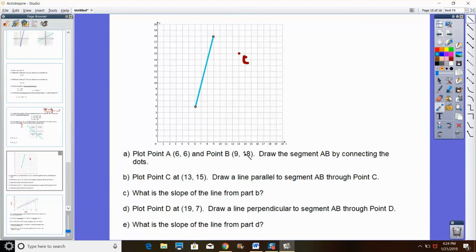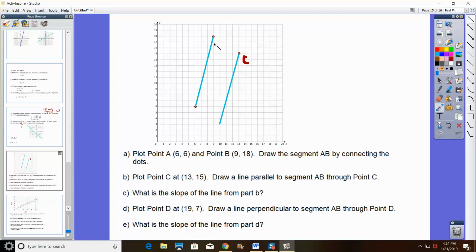So it's going to be 12 over 3. So up 12 and over 3. If I go from here and go down 12, that's going to put me at 3. And then if I go back 3, 1, 2, 3, I'm going to put a line starting right there and connect it to that point. And that should give me something that's parallel. Did I do that right?